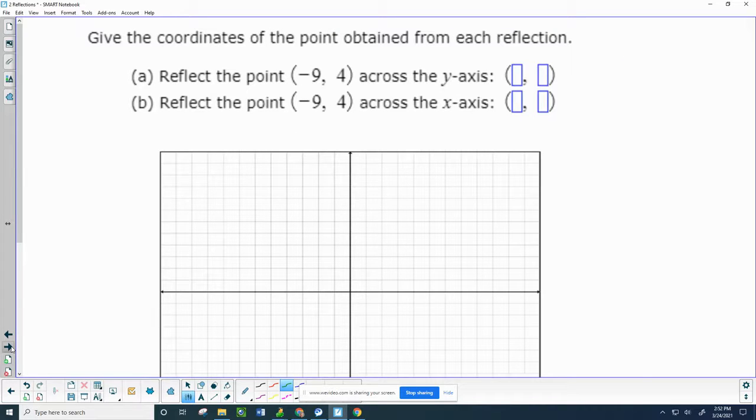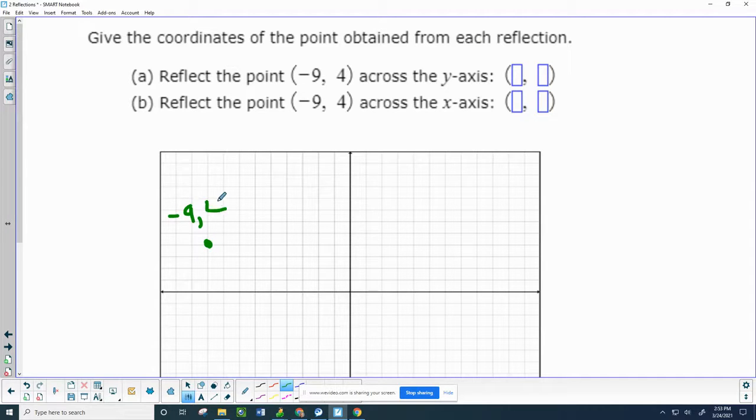Given the coordinates of a point obtained from each reflection, reflect the point -9, 4 across the y-axis. So -9, 1, 2, 3, 4, 5, 6, 7, 8, 9, 1, 2, 3. Here's -9 and 4.